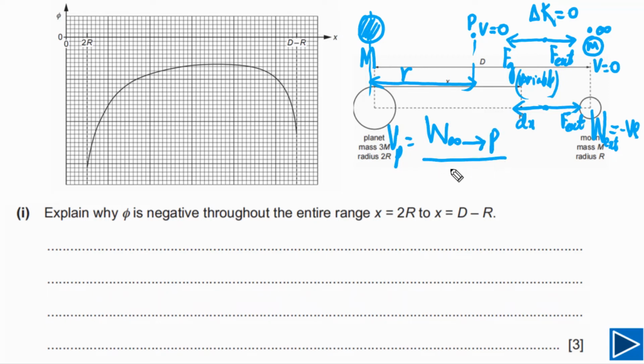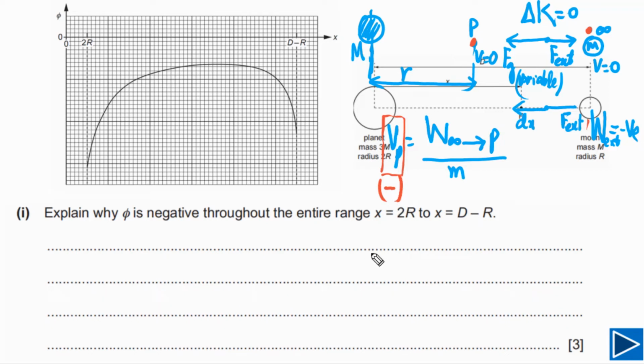per unit mass. Now let's try to understand, is the potential at point P positive or negative? Potential at point P has to be negative because the work done by the external agent from infinity to point P is negative. So simply we can say gravitational potential is negative. And gravitational potential is always negative because gravitational potential at infinity is equal to 0. Based on these points, we can write down our answer.